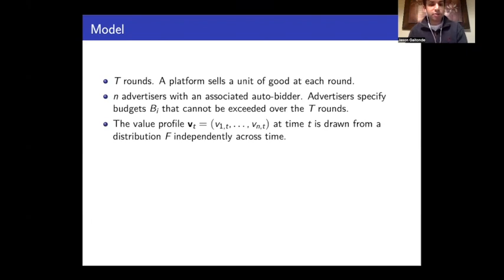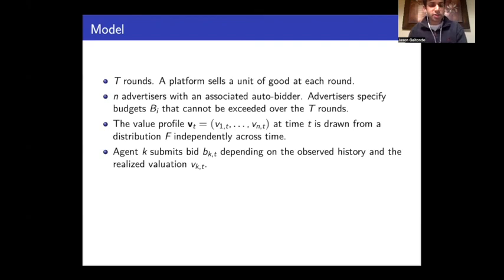The way that the values are going to be generated for the advertiser at each time is we're going to say that the values V1T through VNT at time T is drawn from some distribution capital F independently across time. However, we're allowing these values to be correlated across components. And so what each agent's going to do is they're going to see their realized valuation. So agent K will see V sub KT, and they're also going to see the past results of these previous auctions, and they're going to use that information somehow to submit a bid, which we'll call B sub KT.